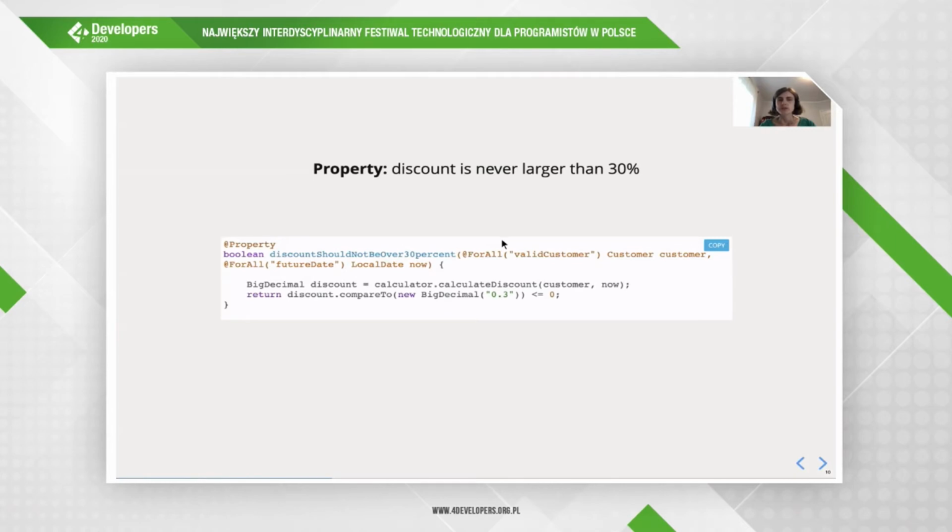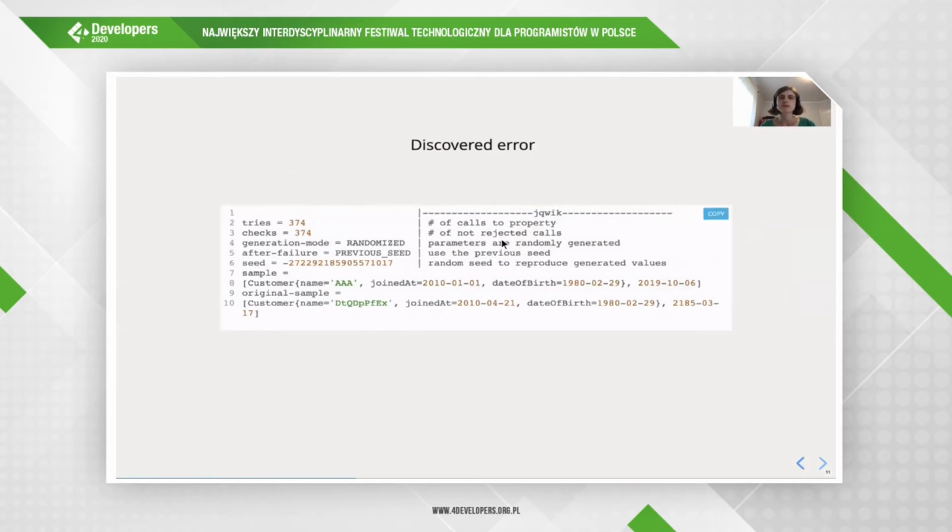So when jQuick or another library calls our tests 1,000 times, what happens is if one of them fails, jQuick will return such output for us. It's a lot of stuff, so let's start from the end. At the end is the sample which jQuick found that our test fails for. So as you see, it's pretty random, but it could be even more random, really. Just some string and some date. However, jQuick doesn't stop here.